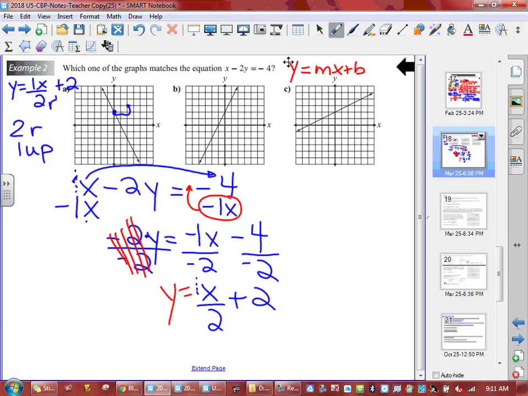No. So let's move to the next one. Okay, start point at positive 2. Now I got to move myself. 2 right, 1 up. Did I hit the line? No. Let's try this guy. 2 right, 1 up. Ding, ding, ding. We found our answer. Okay? So we found letter C matches that equation.